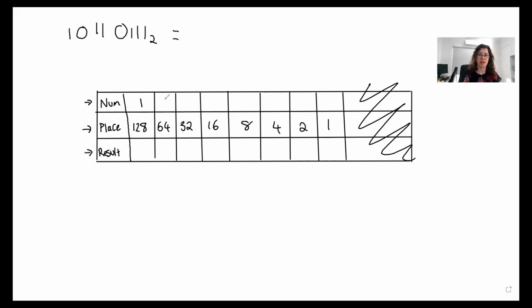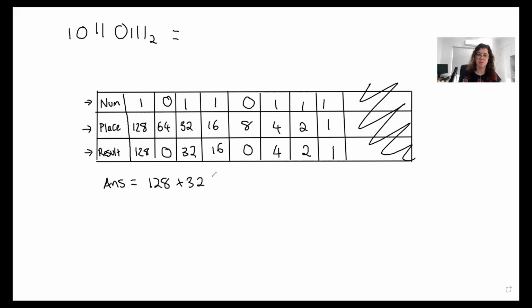Again, we can fill that out in the top of our table, 1 bit at a time. Wherever there's a 1 in the number row, we keep the place value. So 128, 0 for 64, so that's 0. 32 is on, 16 is on, 8 is off, 4 is on, 2 is on, 1 is on. Then we can go through and add up all of those numbers.